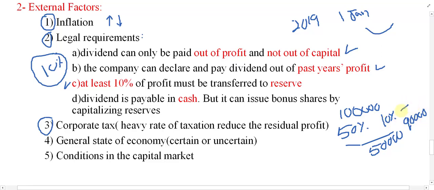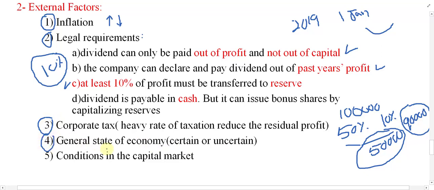Why? Because of the residual value. The remaining amount after deduction of tax is called residual value. If corporation tax is more, residual value is less, so the chance of dividend is also less. If tax is less, residual value is more, so the chance of dividend is also more. This is the third factor.